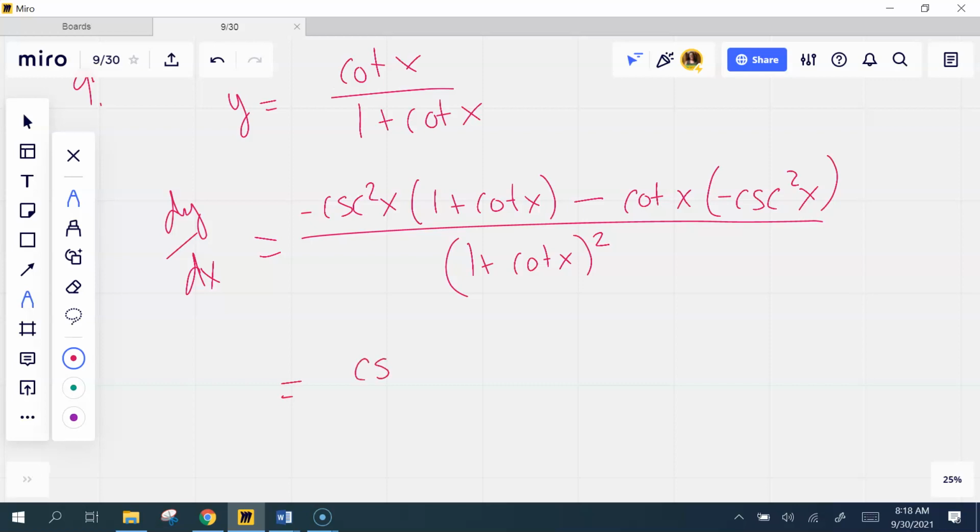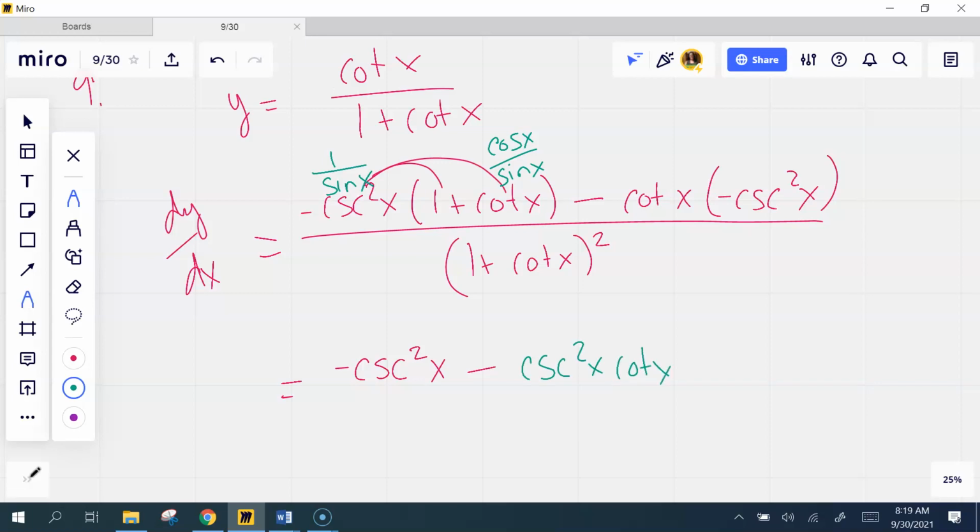This is negative cosecant squared x minus cotangent. Cotangent is the same thing as what? That would be cosine over sine. And what is cosecant? 1 over sine, right? Ew, this isn't going to clean up any. You don't do all that. Okay. So this would be cosecant squared x cotangent.